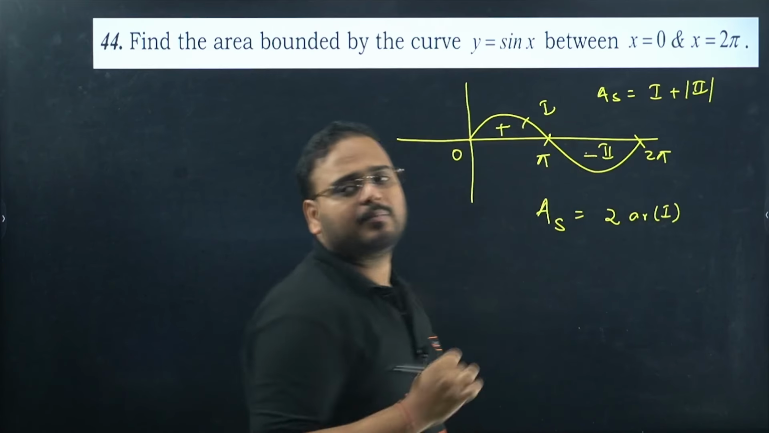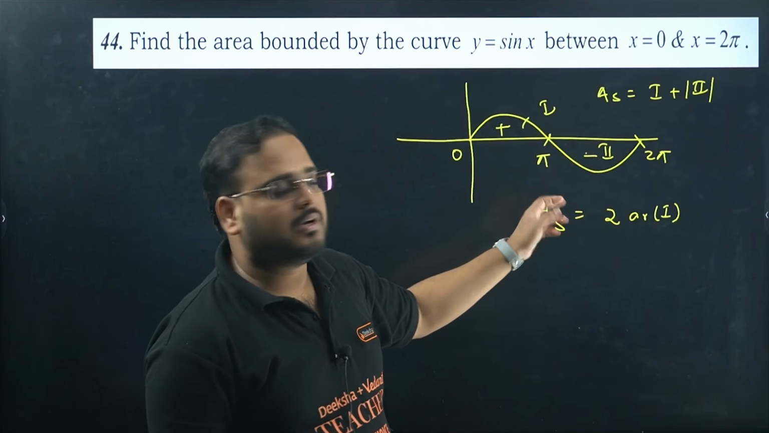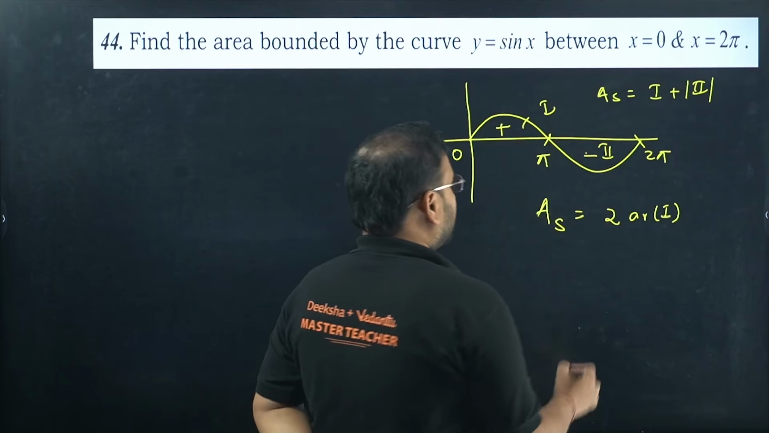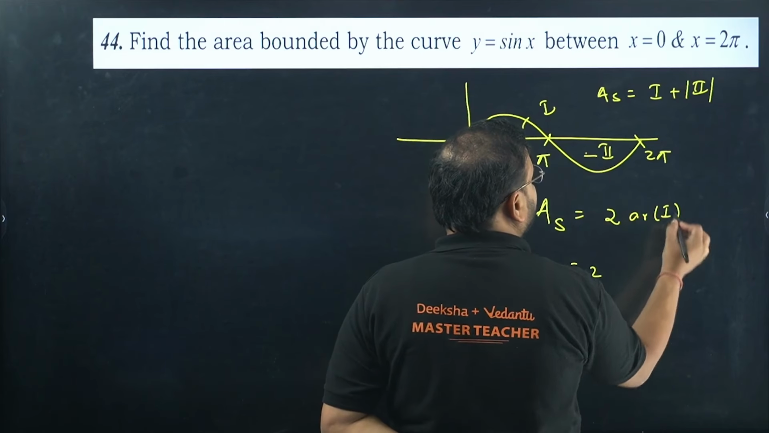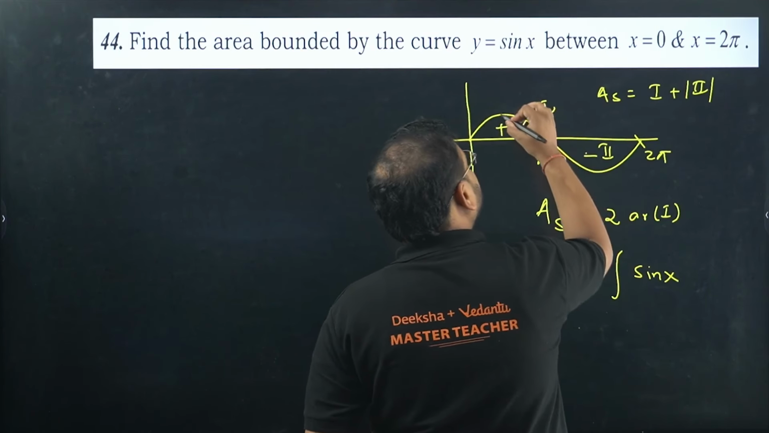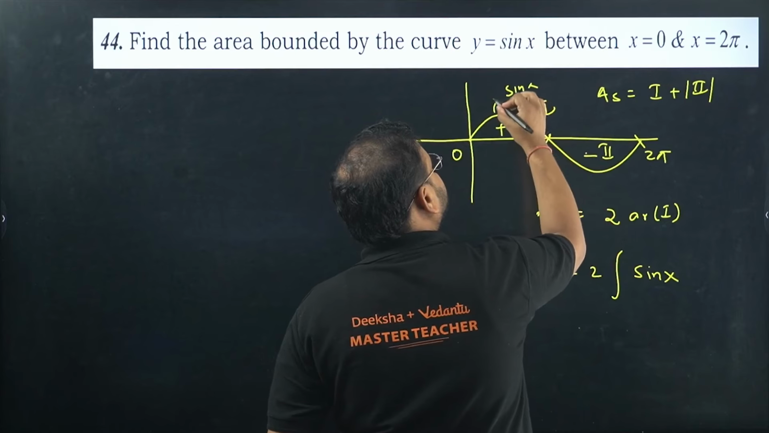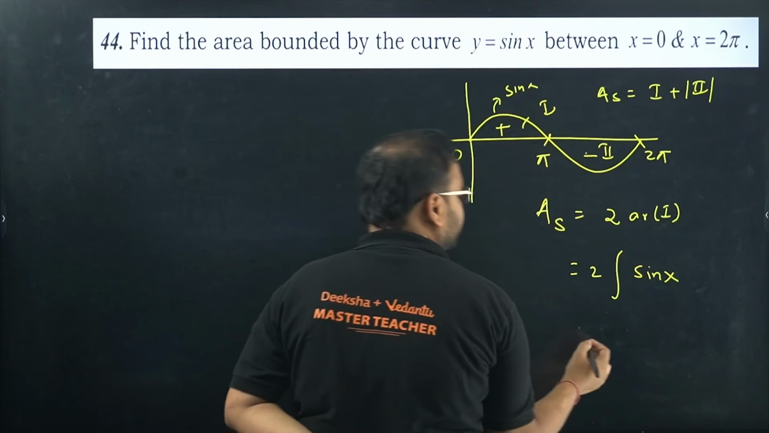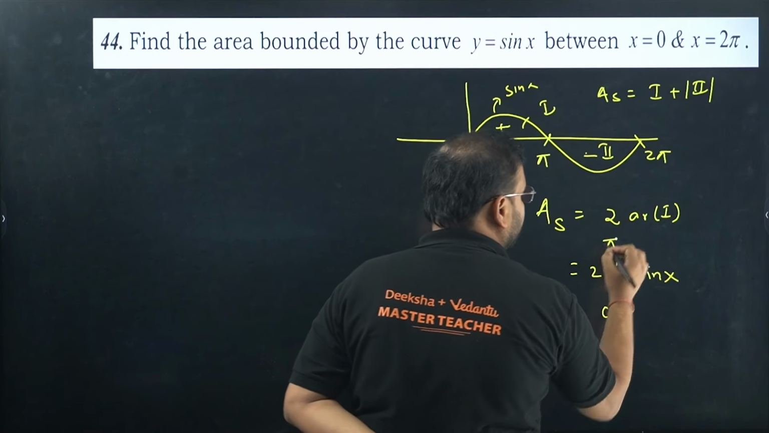Why are we going to do that, sir? Because they are symmetric, they are equal in nature. Just the sign is, what is the sign? Just opposite in nature. Okay, so twice. How do you find area of part 1? So integration of sine x. The curve is what? The curve is sine x only. So sine x from where to where? 0 to pi.